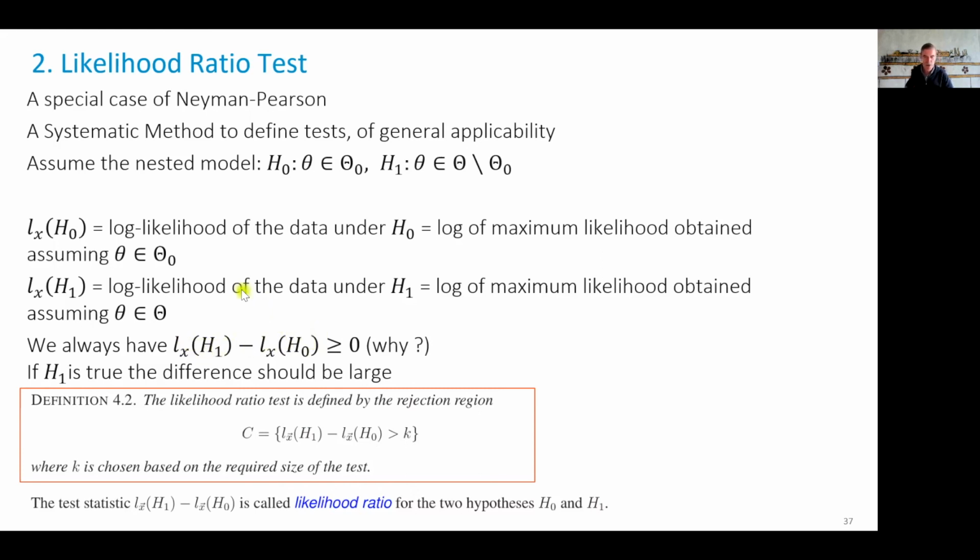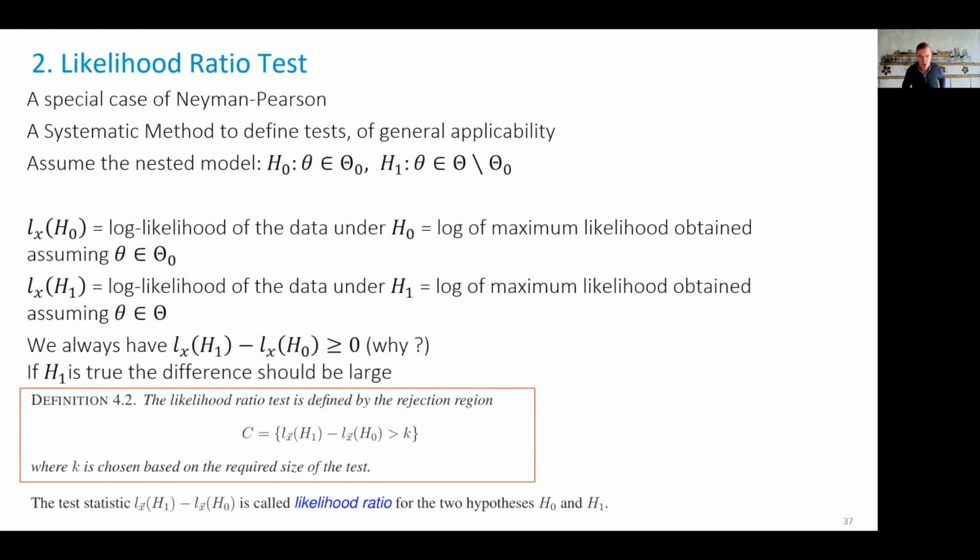And the idea of a likelihood ratio test is to say the amount of this difference tells us how likely it is that H0 is not true, right? If H1 is true, if the true value of the parameter is not in theta 0, when we estimate the model by forcing the assumption that theta 0 is true, then we should have an optimum that is very far away from the true optimum. And therefore, in terms of likelihood, that should be translated here. That's the intuition behind the likelihood ratio test here.